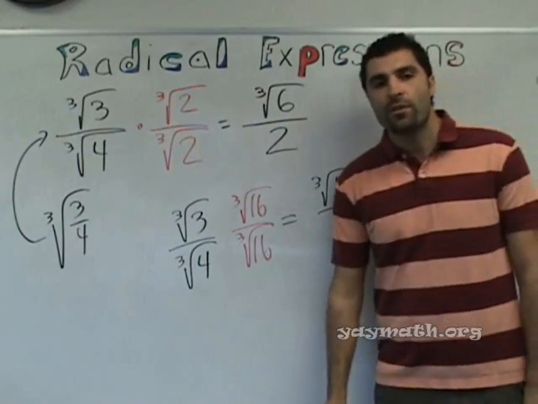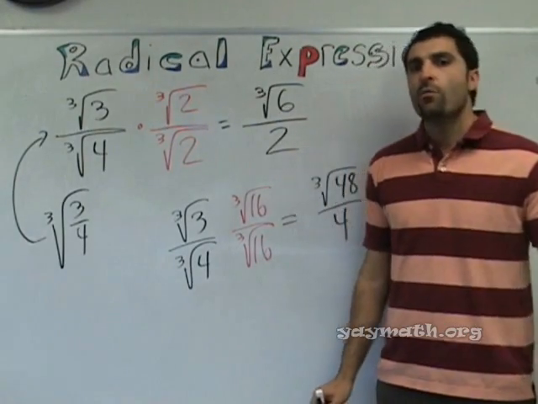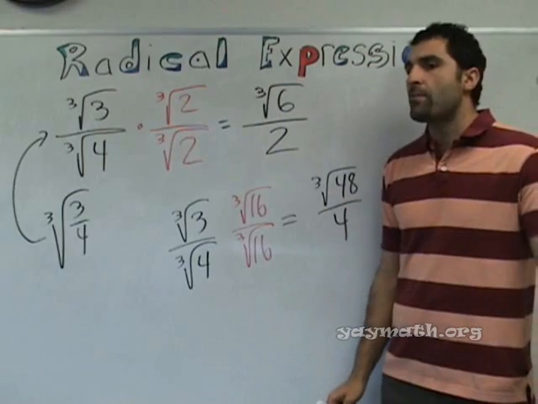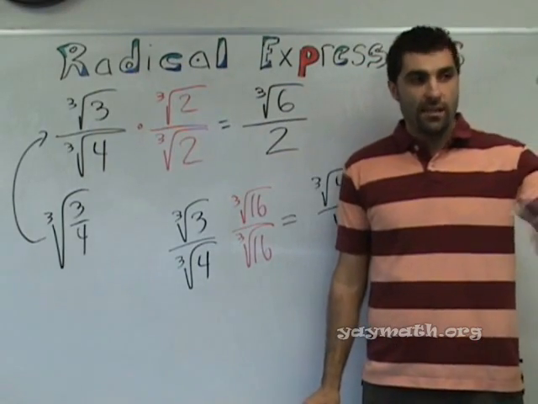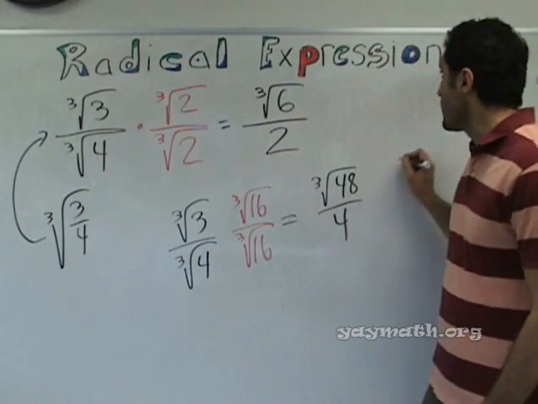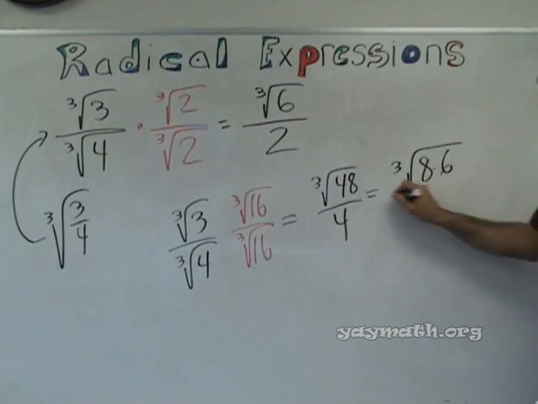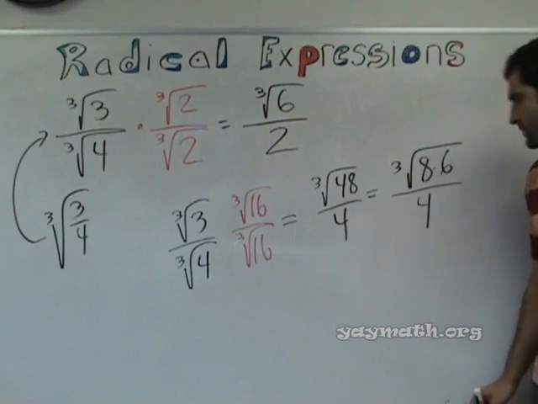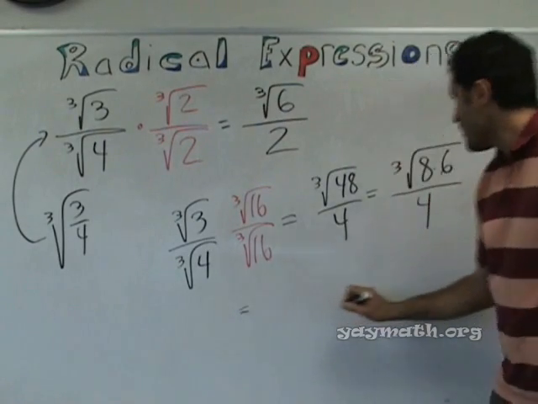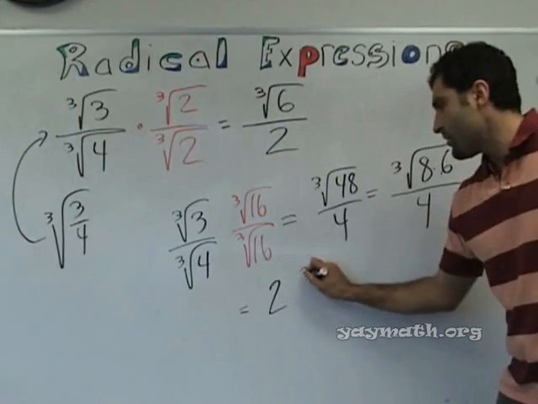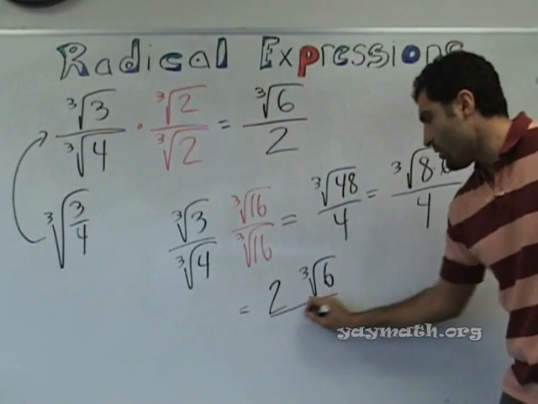Now the cube root of 48 can simplify. What are the factors inside 48 that are perfect cubes? 8. Yep, 6 times 8, right? So this becomes cube root of 8 times 6 over 4, which is 2 cube root 6 all over 4.